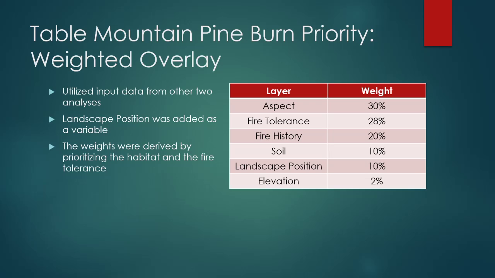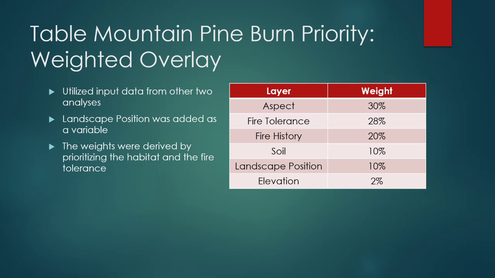Though it seemed to be the limiting factor in the suitable habitat analysis, based on the literature, the soil type did not seem as important as the aspect when it came to suitable habitat. This was primarily due to the fact that Table Mountain pine is known to grow outside of its natural range as a horticultural specimen and in areas of human disturbance.